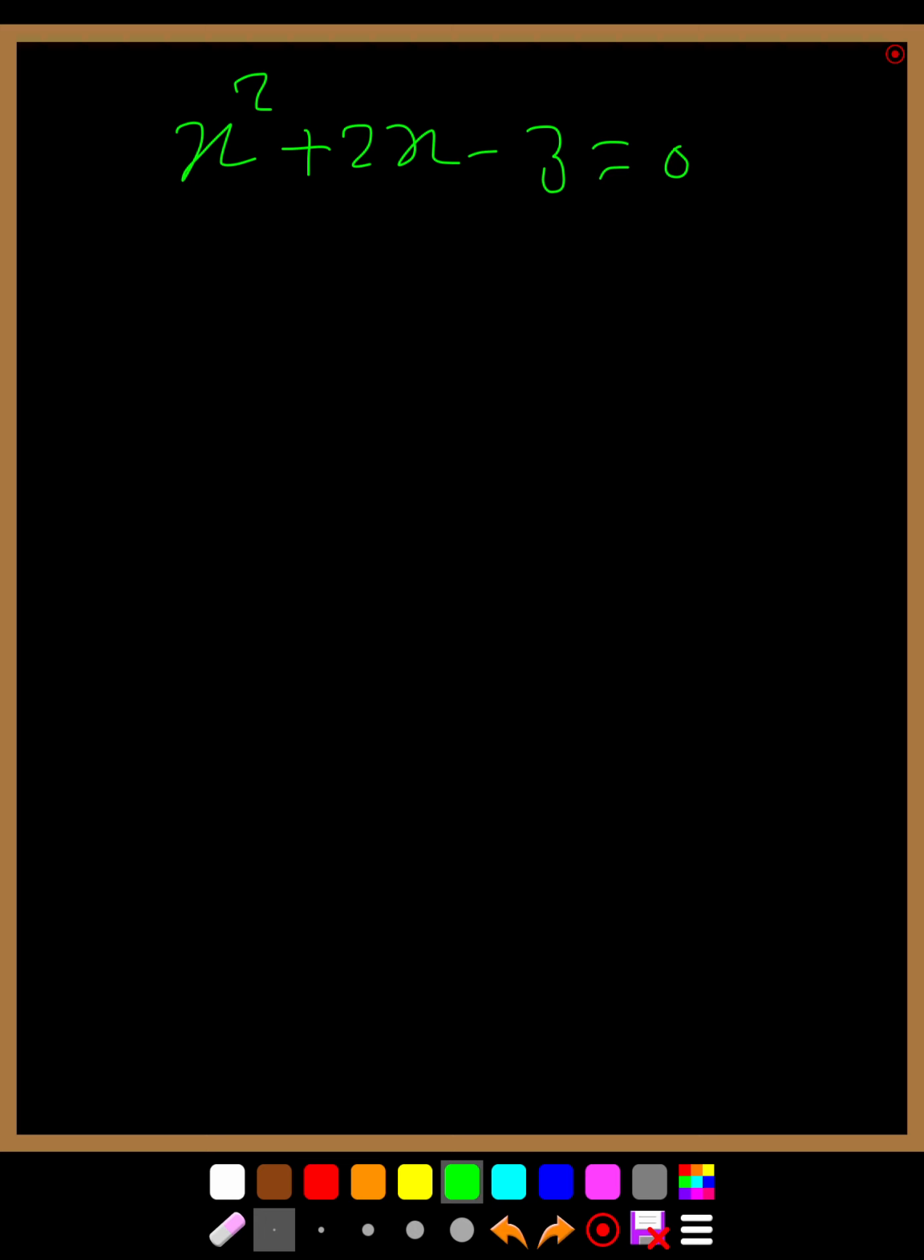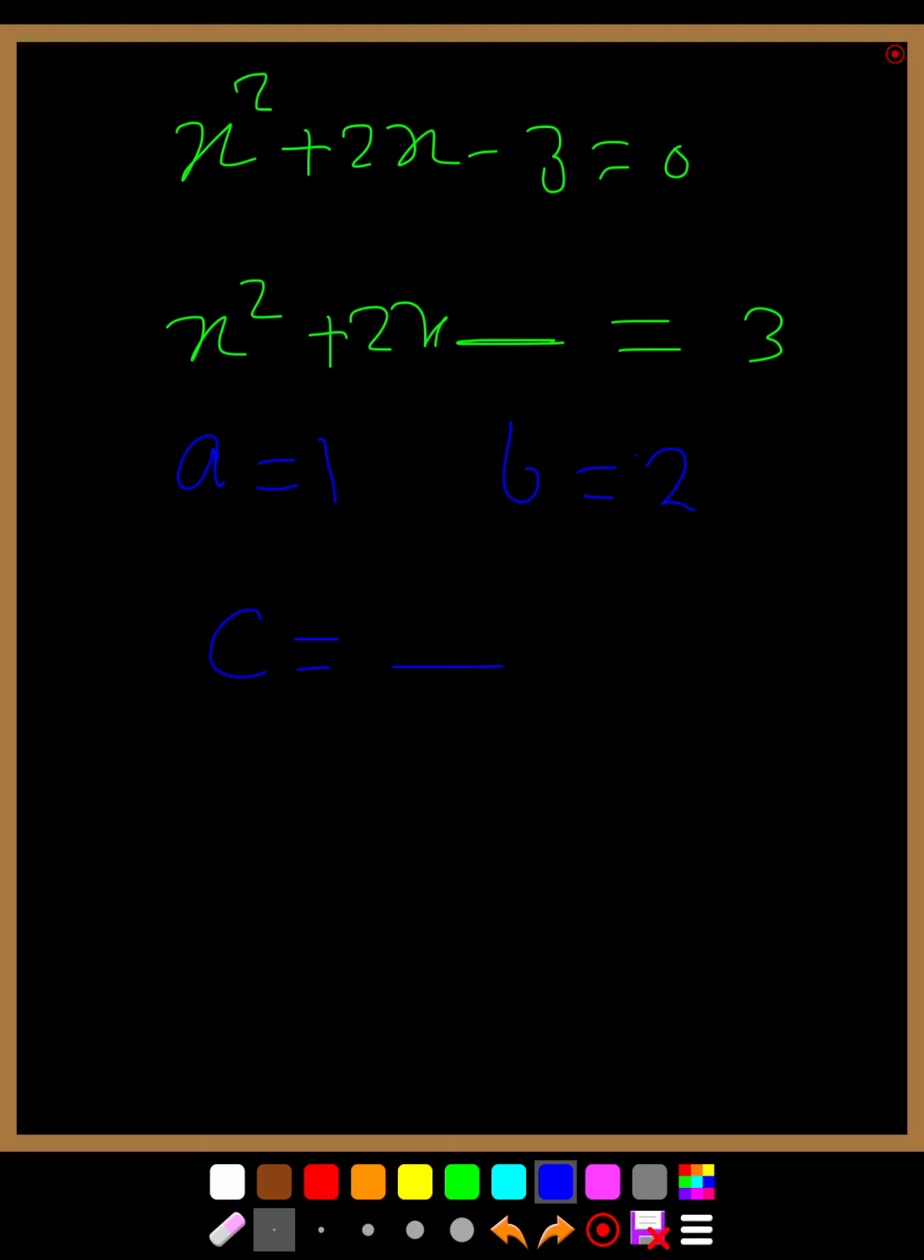First step, as we said, what are you going to do? Here we write x power 2 plus 2x. We are going to shift this 3 to the other side and keep a space here. So we need to find the third term. Before we find the term, write the a and the b. What is the a here, guys? 1. What is the b here? Equals 2. How can you find the c? By using the formula c equals b power 2 over 4a.